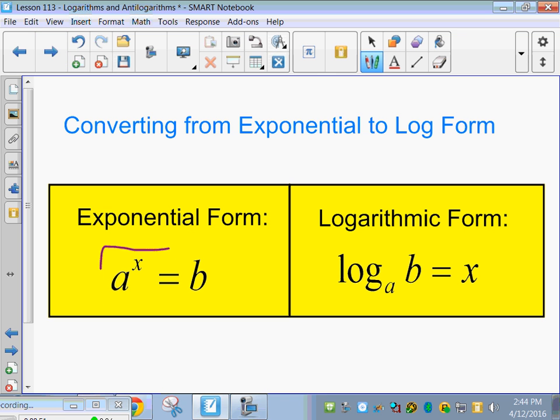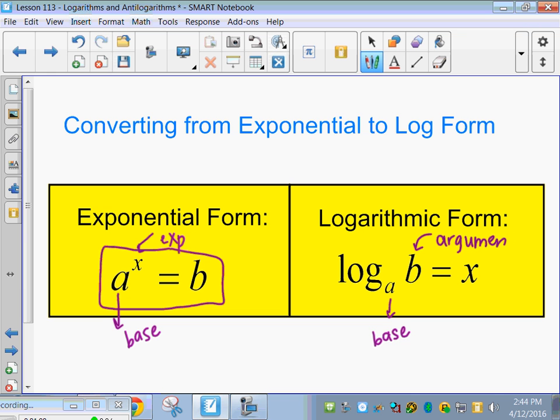So here we have just generic exponential form. We've got the base, which is a. We've got our exponent here. And on this side, we've got the answer, okay? So when we go in log form, this a is going to go into what's called the base of the log, all right? So that number is going to be right here. And then this is called the argument of the log, all right? So what was the answer to the exponent is going to go in the argument of the log. And then on this side was the exponent. This is now the answer to the log equation.